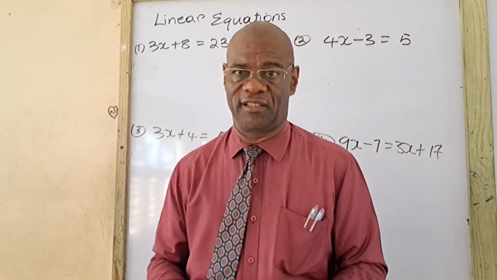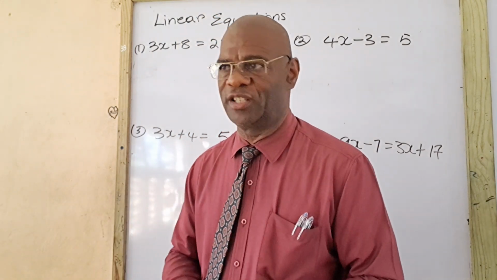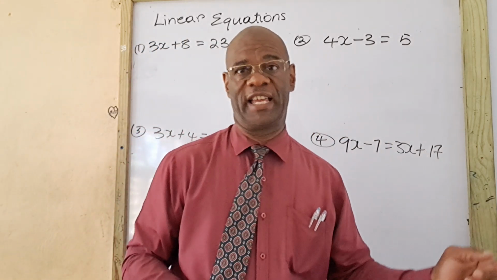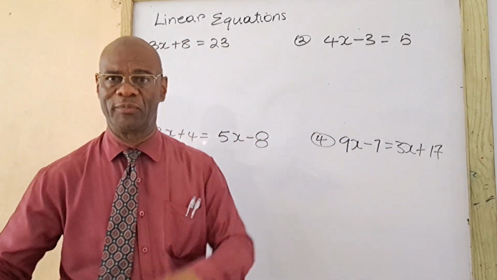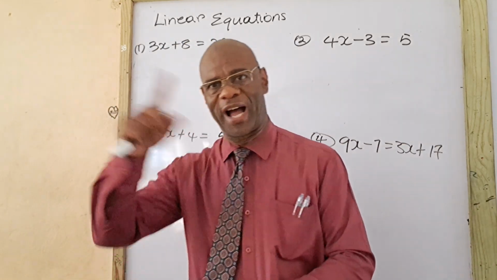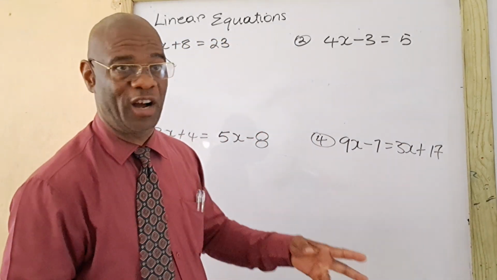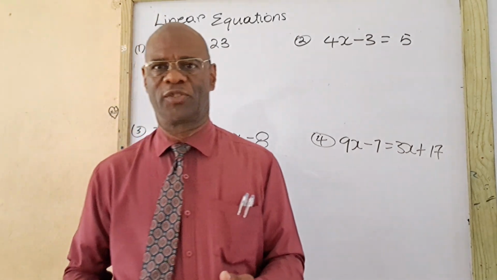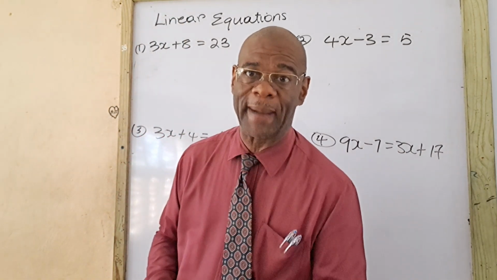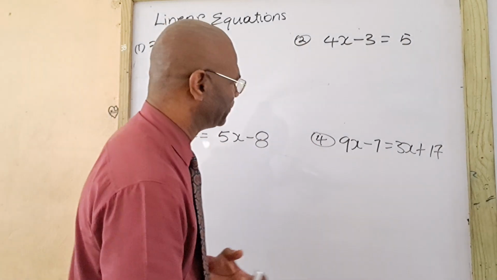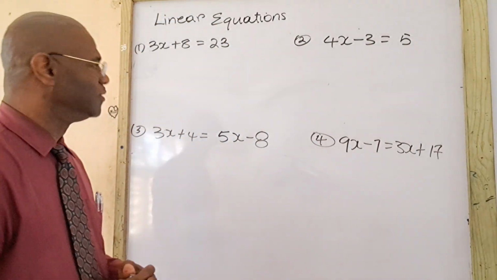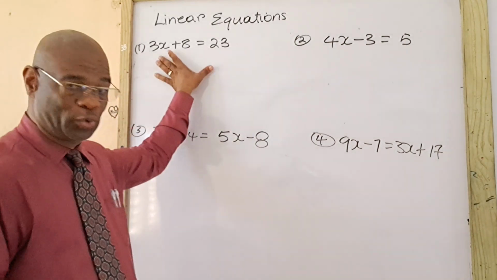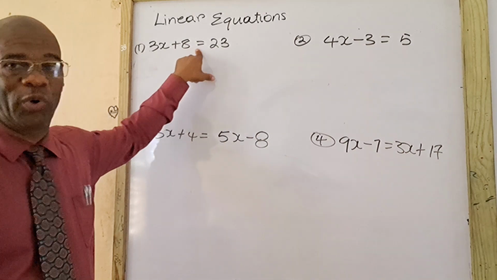Now, equations must be balanced. So when you're solving an equation, whatever we do to one side of the equation, we must also do to the other side. If we subtract from one side, we must also subtract from the other. If we add to one side, we must also add to the other. So it remains in balance. Notice the equation has two sides separated by the equal sign.